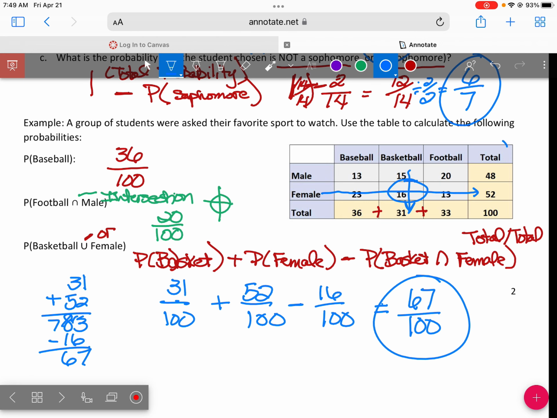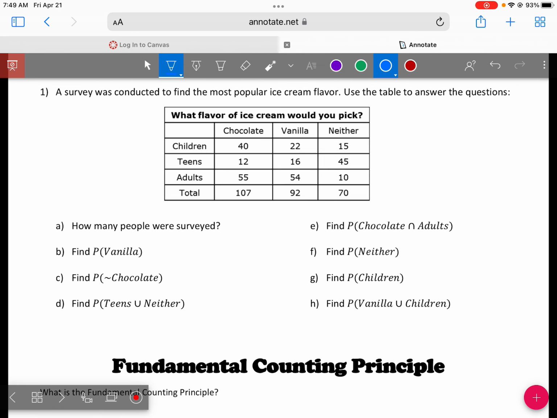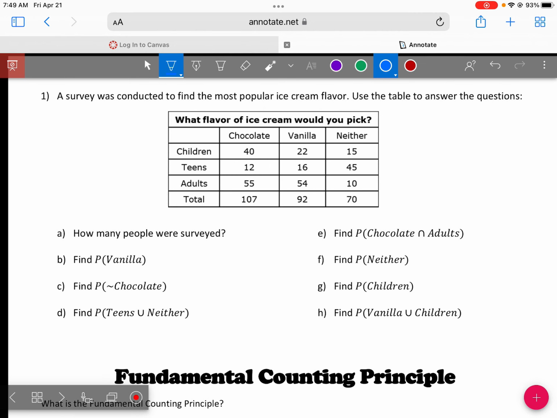All right, let's go to the next page. We got one more table and then we'll be done for the day. So, number 1 on page 12. Page 12 says, a survey was conducted to find the most popular ice cream flavor. And the flavors were, or what they offered was chocolate, vanilla, or neither.